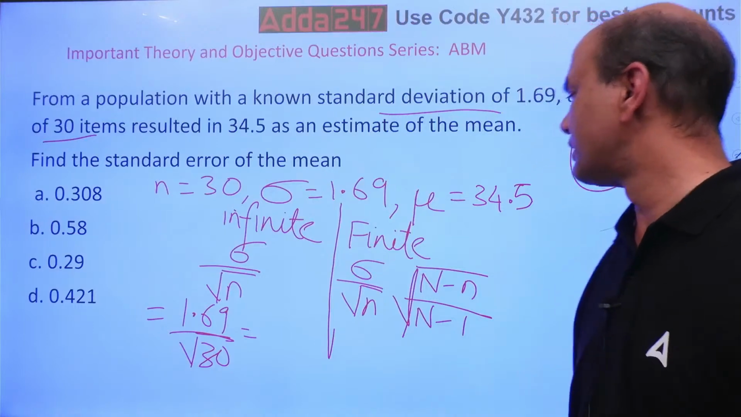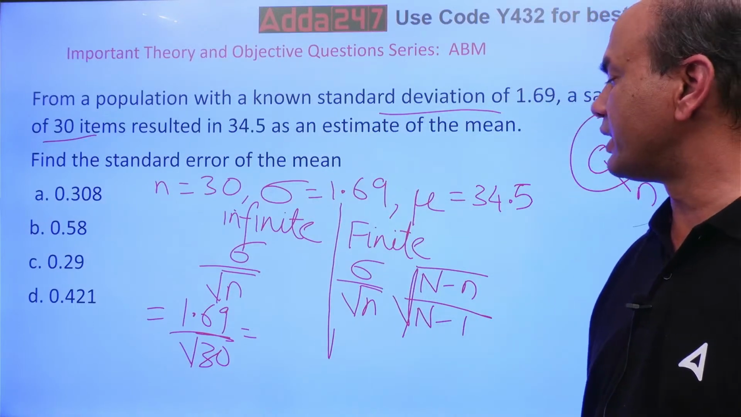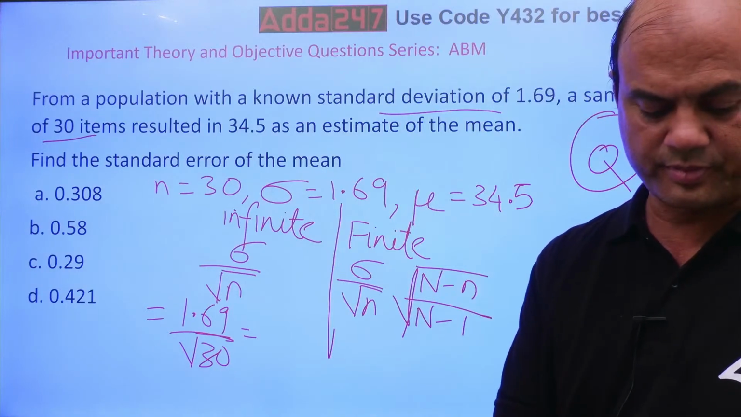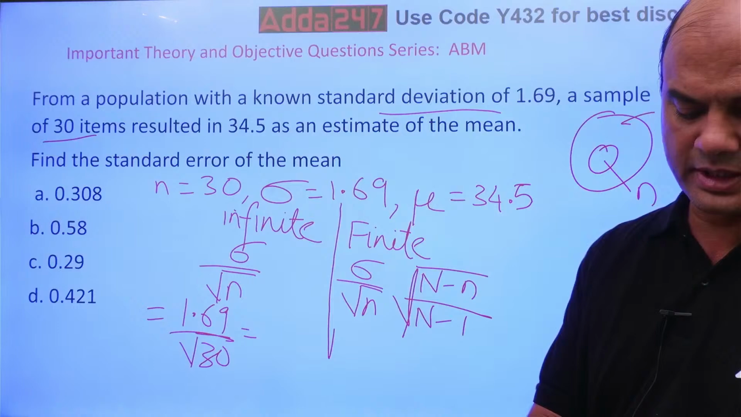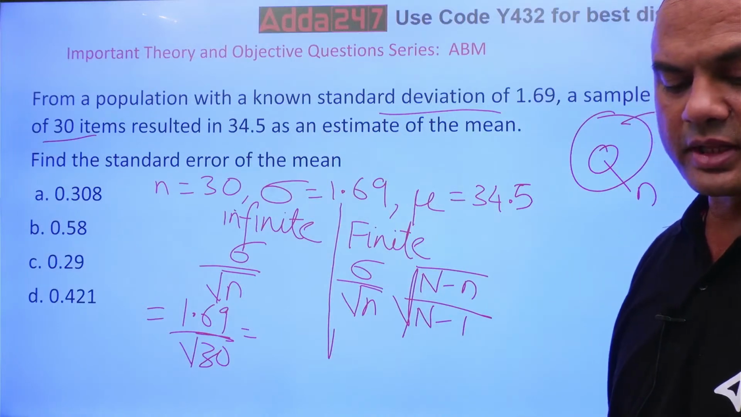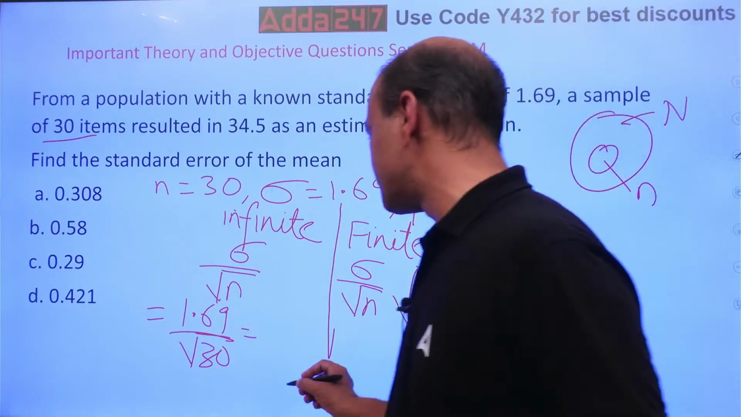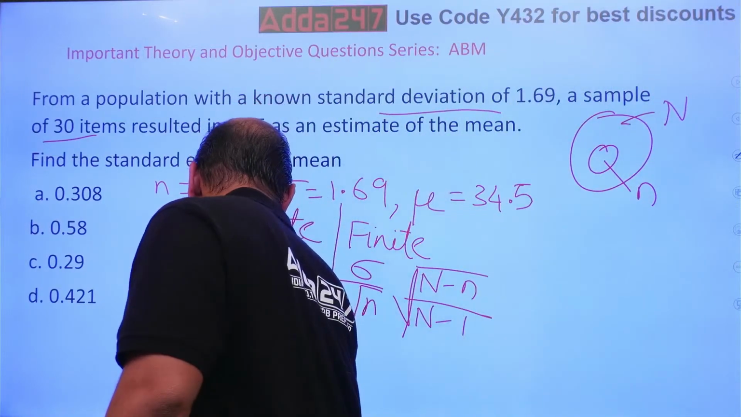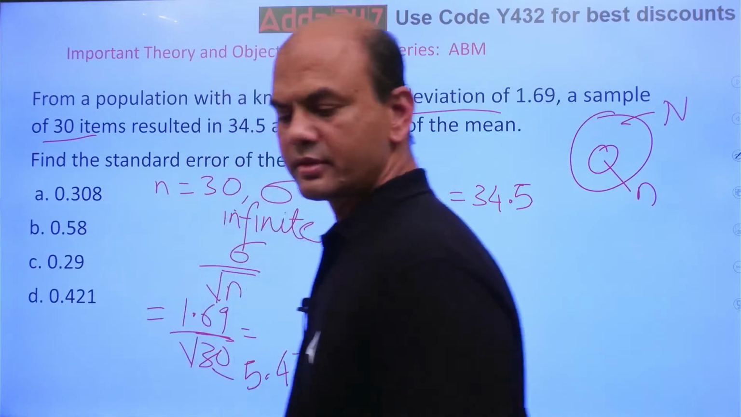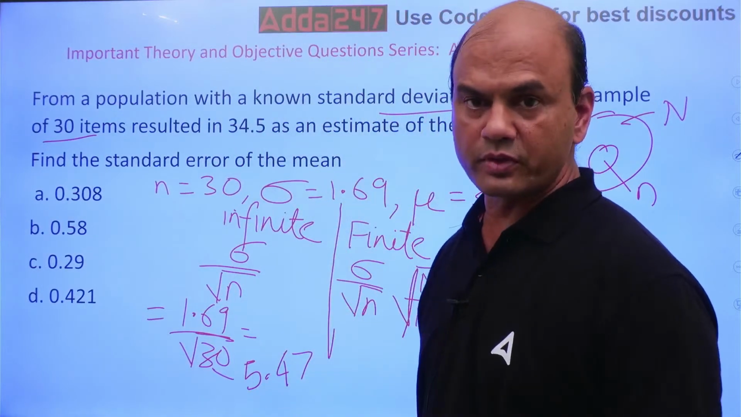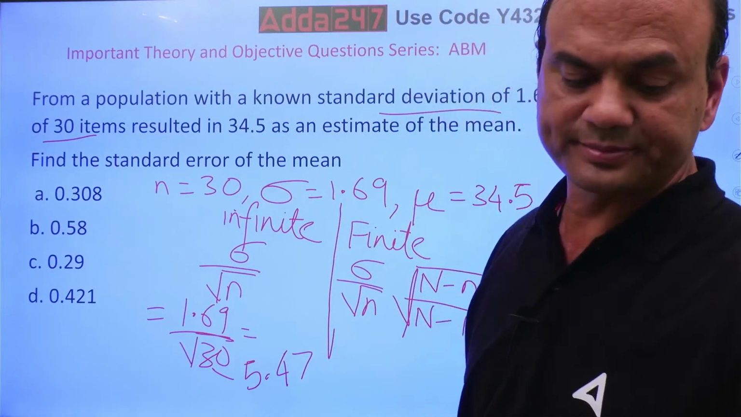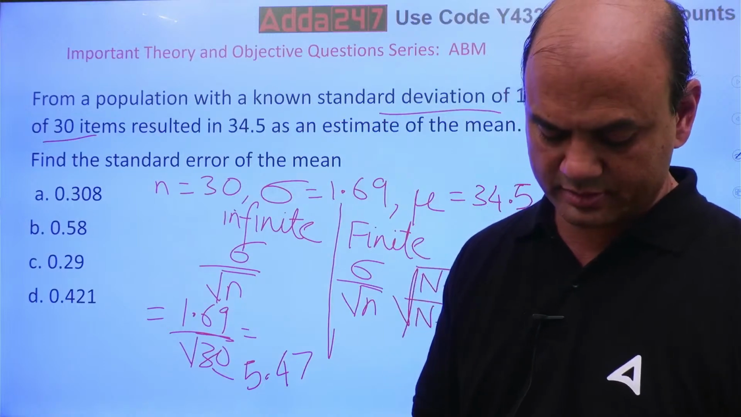1.69 divided by square root of 30. So first, square root of 30. Let's get this first. Square root of 30, 5.47. Are you getting this? Square root of 30 is 5.47. So 1.69 divided by 5.47. Divide it, everyone. Divide this.